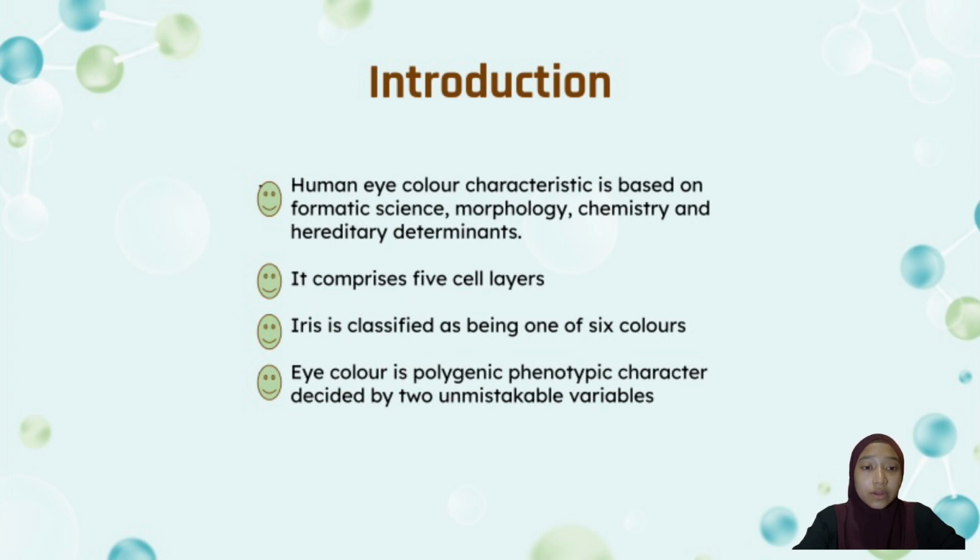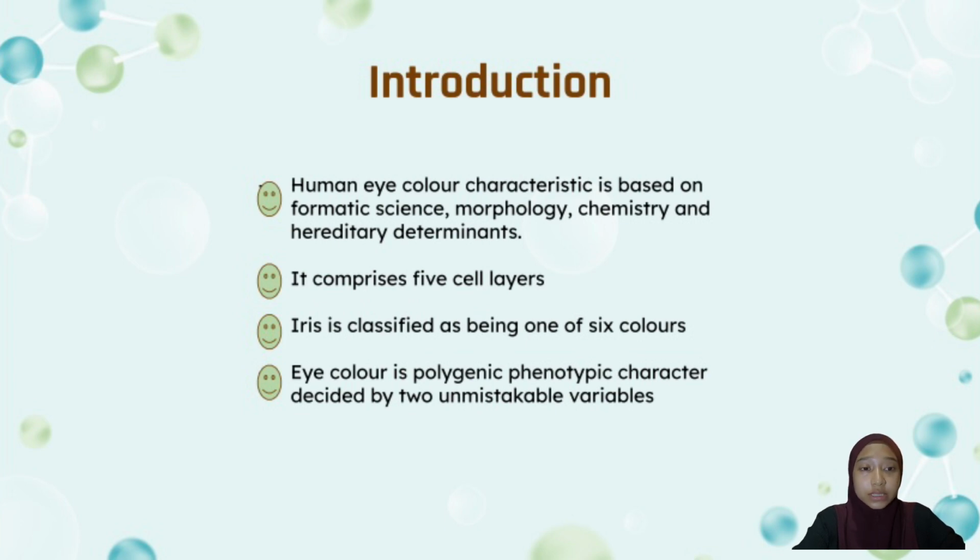Iris is classified as being one of 6 colors, which are amber, blue, brown, grey, green, hazel, or red. Eye color is a polygenic phenotypic character decided by 2 unmistakable variables, which are the pigmentation of the iris and the frequency dependence of the scattering of light by the turbid medium within the stroma of the iris. The iris controls the amount of light entering the eye, which is centered by a focal point onto the retina so as to supply the sense of vision.